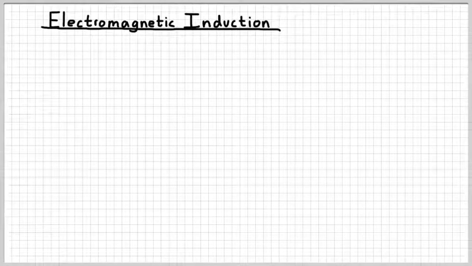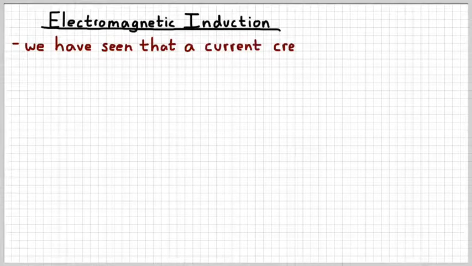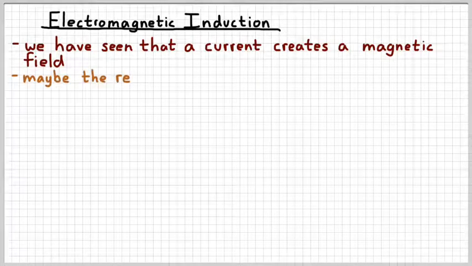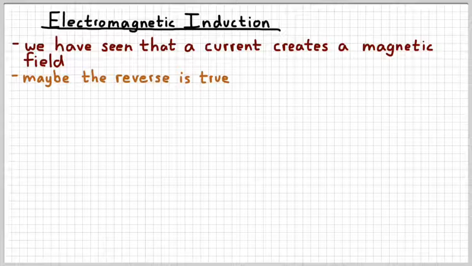In this situation, we are seeing what happens when you try to reverse what we learned so far about magnetism. We're going to call this adventure electromagnetic induction. So here's the idea. We've learned so far that a current can create a magnetic field. Today we want to know if the reverse is true. Can you create a current from a magnetic field?